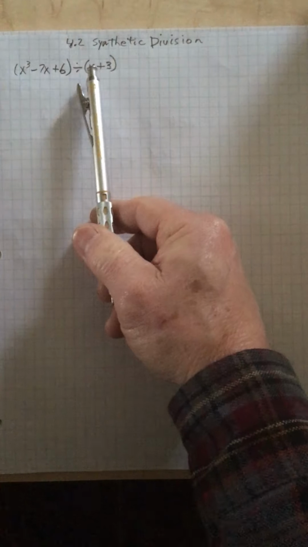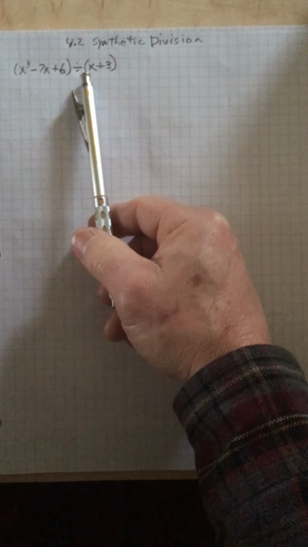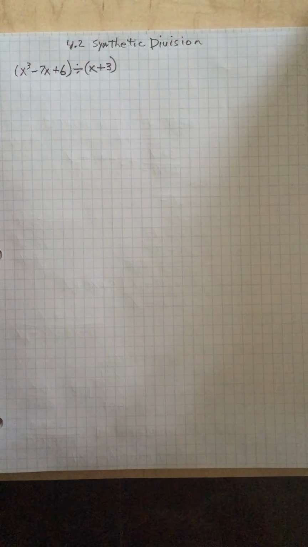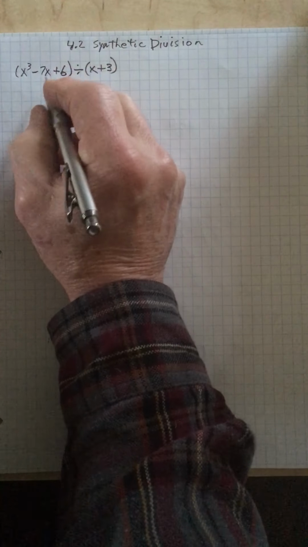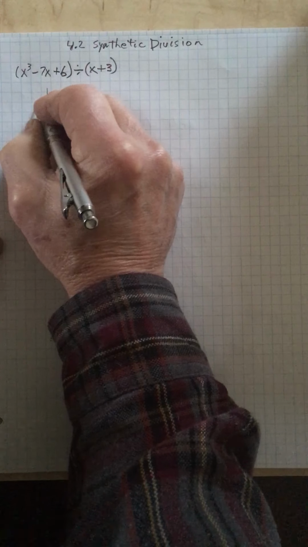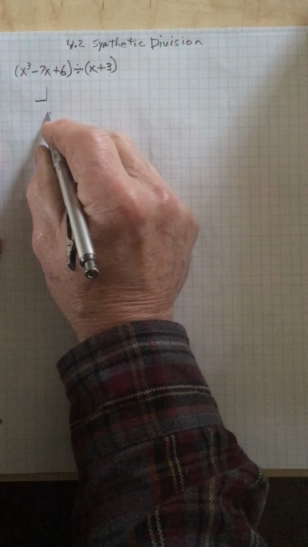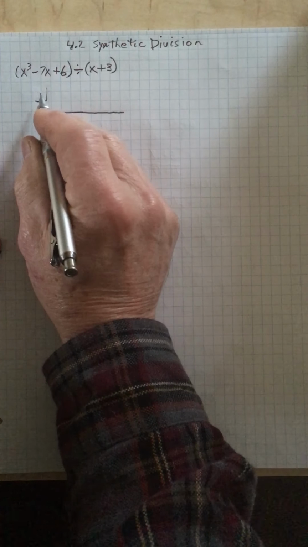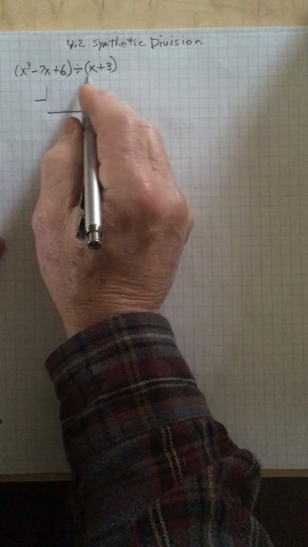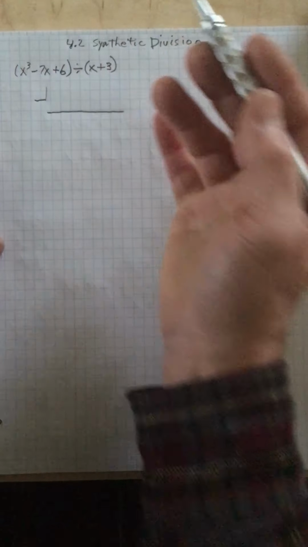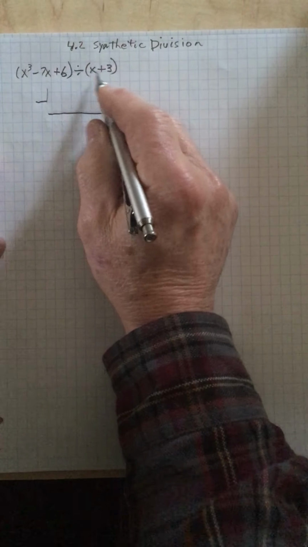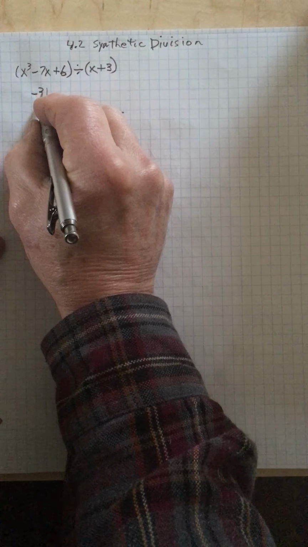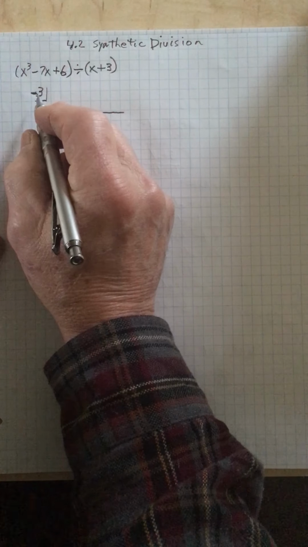Now, the first thing you notice is the exponent of 1 here, so this is linear, so we can go ahead and use synthetic division. The way it works is this. Here's the setup. We're going to put the root here, and the root is when this equals 0. That would be at x equals minus 3, so that goes here. So you always put the root here.